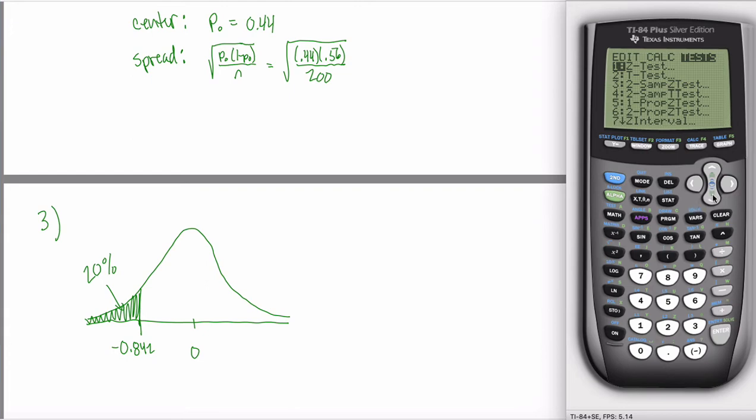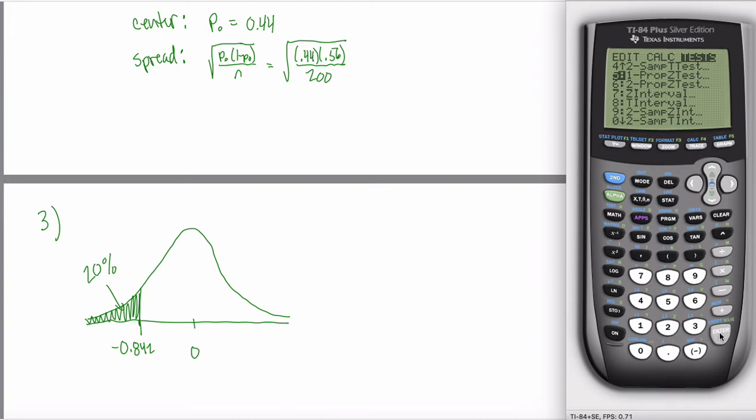And the reason why is because your calculator recognizes that this is a very common question, and it builds a function called the one prop z-test specifically for these types of questions. Just like there exists a one prop z interval that we use when we're dealing with proportions and trying to come up with confidence intervals, there exists a one prop z test. And that's what we're going to use anytime we're in this section doing hypothesis testing.